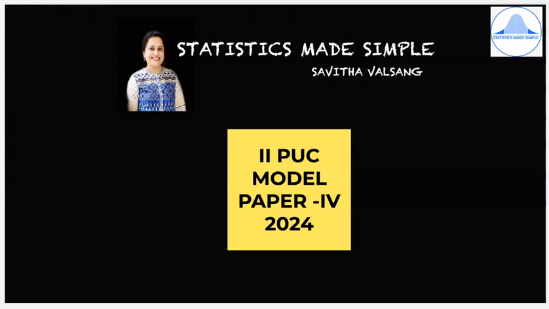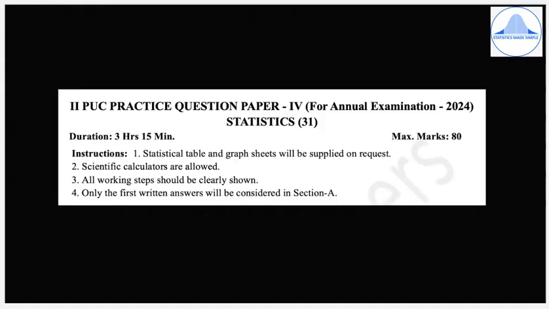In this video, I'm solving the second PUC Model Paper 4 for the year 2024. All of you are aware that the maximum marks for the paper is 80 and the duration of the exam is 3 hours 15 minutes. So 15 minutes is the reading time for the question paper. So choose the questions you're really thorough with and answer them first. And later on, if you still have the time, you can attempt some extra questions towards the end.